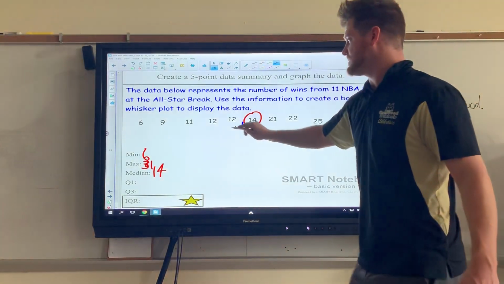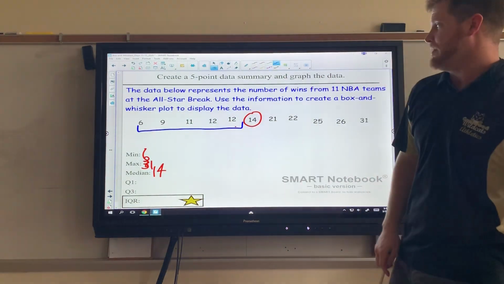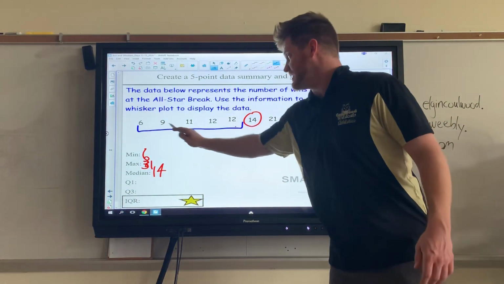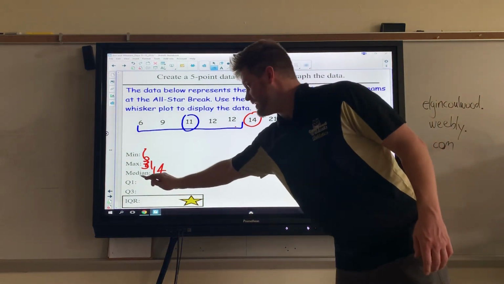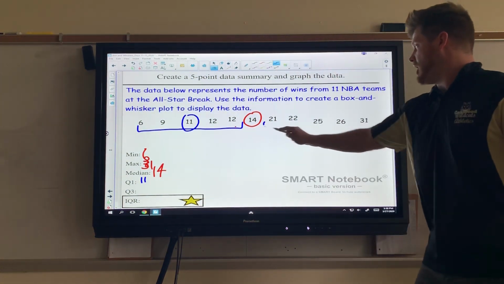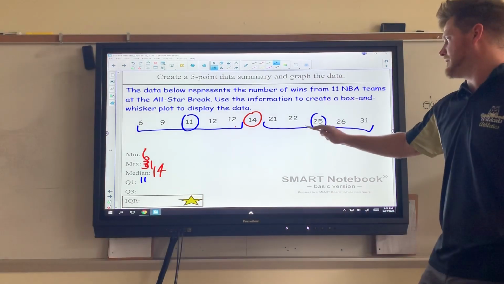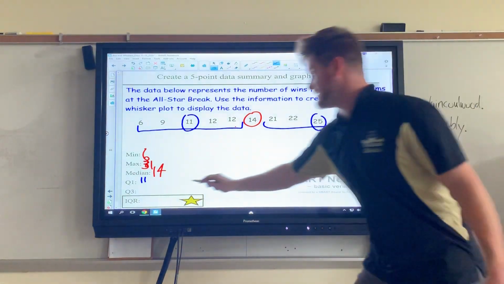Q1, well, I'll split it up like this. Here's my lower half. So the middle number of that lower half, there's 2 to the left, 2 to the right. So 11 is going to be Q1. Upper half, that's our middle number. There's 2 to the left, 2 to the right. So 25 is going to be Q3.